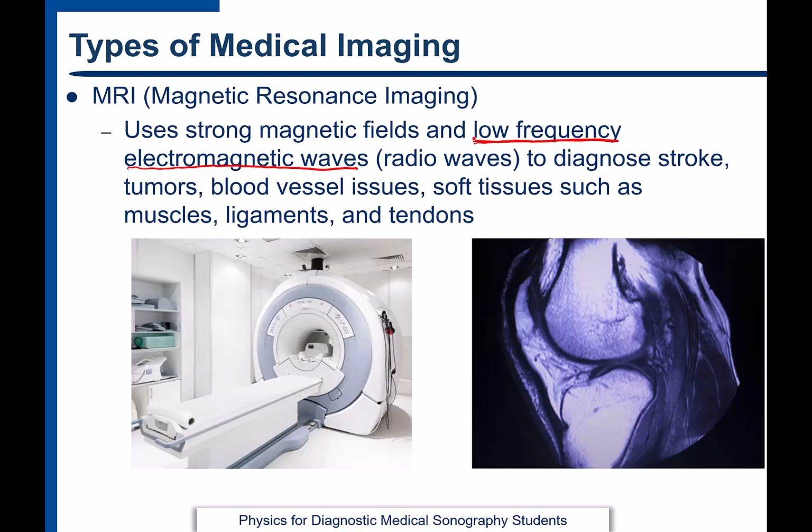MRIs are used primarily to look at soft tissue. If you've ever had a knee injury or a hip injury, you may have had an MRI. I've had a few MRIs on my knees over the years because it allows the doctor to look at not only the bones but the cartilage that's in the joint itself. And so MRIs are used for things like diagnosing strokes, tumors, blood vessel issues, but probably most commonly looking at muscle and ligament and tendon issues in joints.